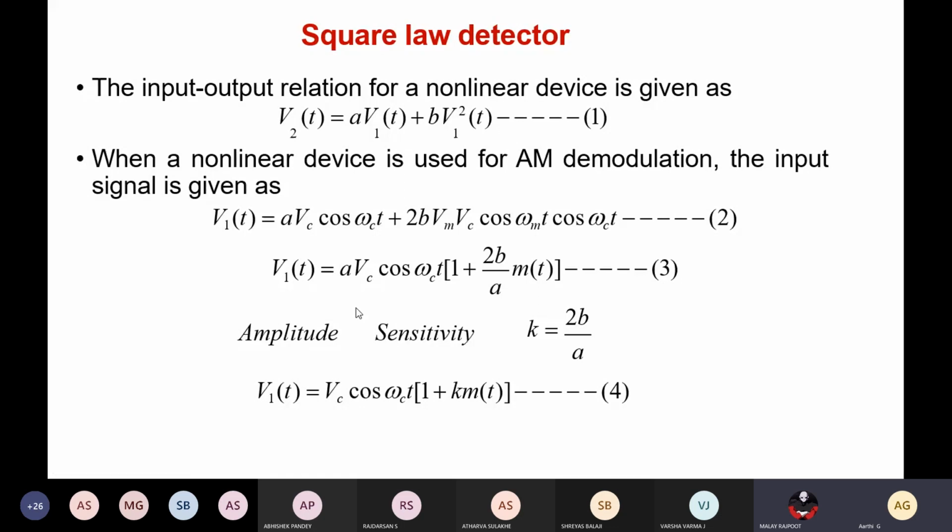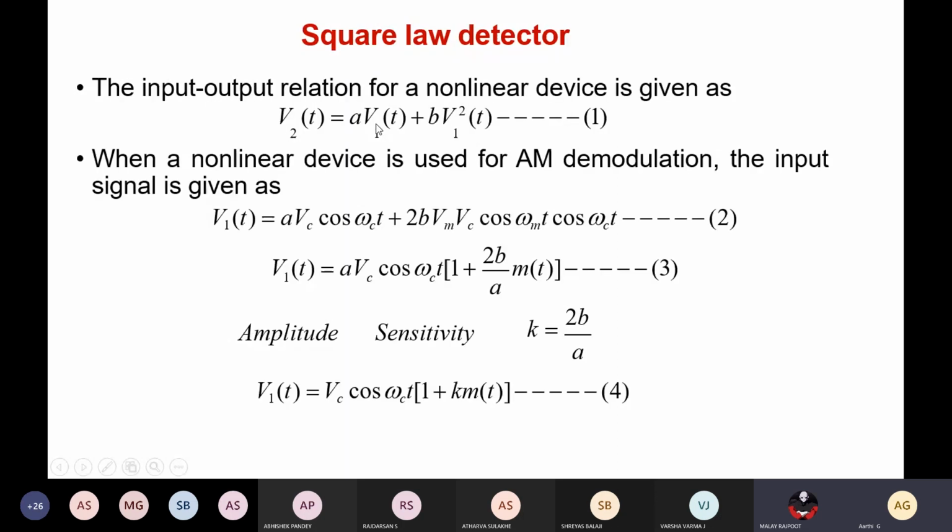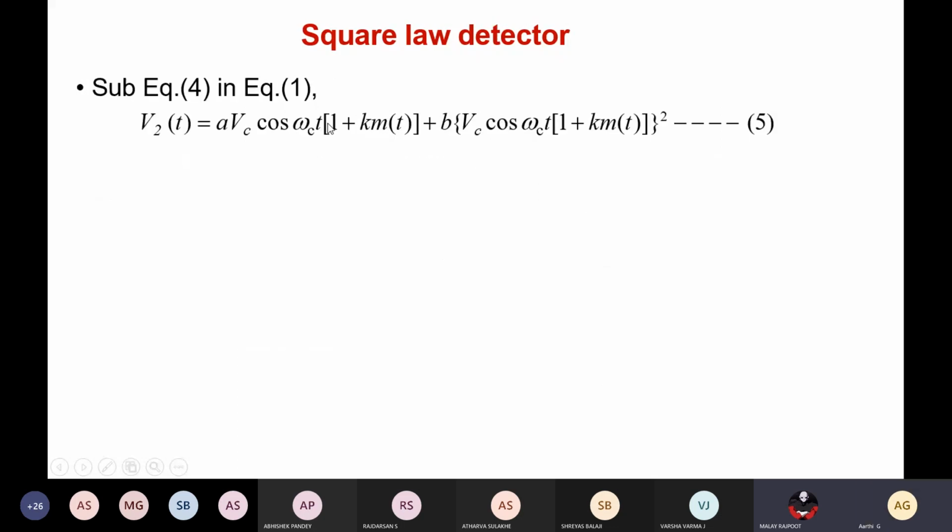Let us substitute the fourth equation, which is the simplified version of the AM waveform, in the first equation and expand it. So now we substitute 4 in 1. This is our fifth equation. After you simply substitute, A Vc cos omega ct is there. Instead of V1, we have Vc cos omega ct into 1 plus K into m of t, plus B into V1 square of t. This entire term we are just squaring: Vc cos omega ct into 1 plus K m of t, whole square.